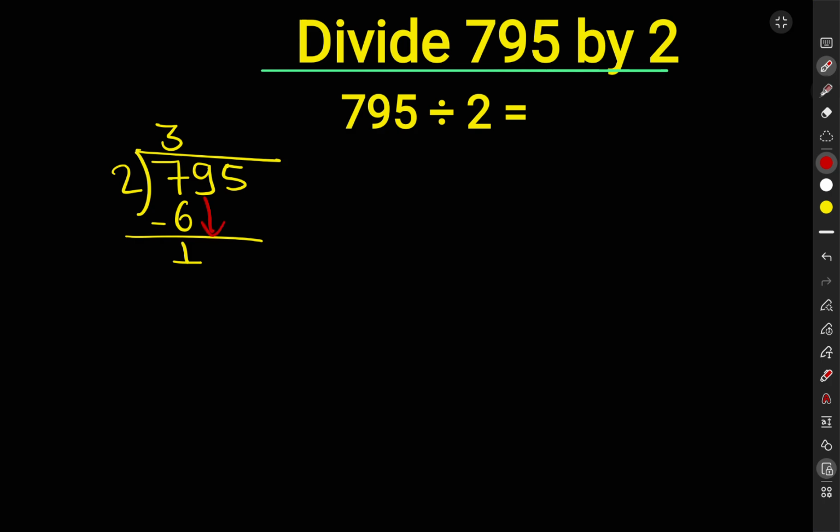So now we put down this 9 and it is 19. So 2 times 9 is 18. On subtracting we get 1.